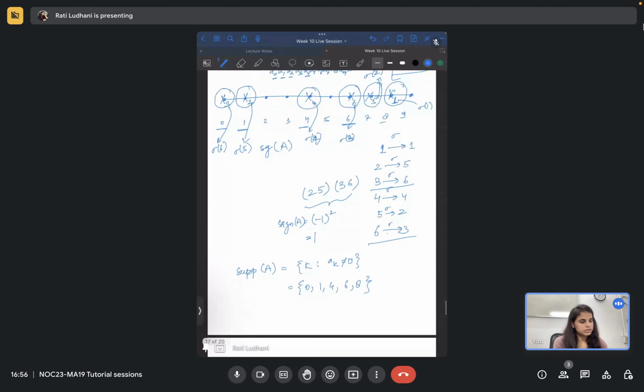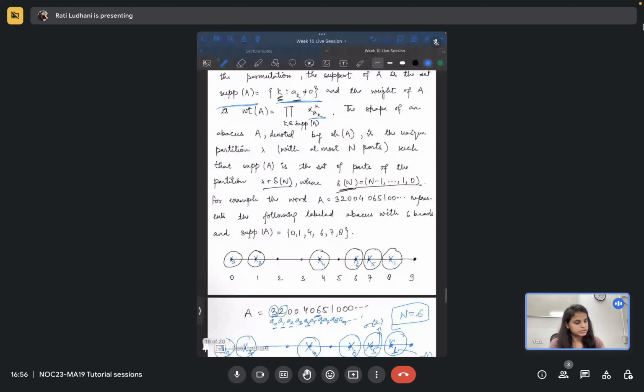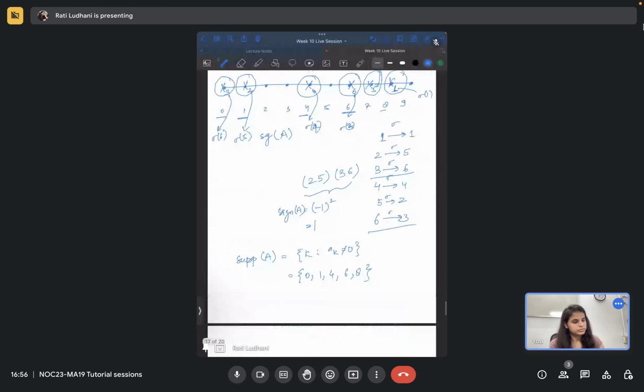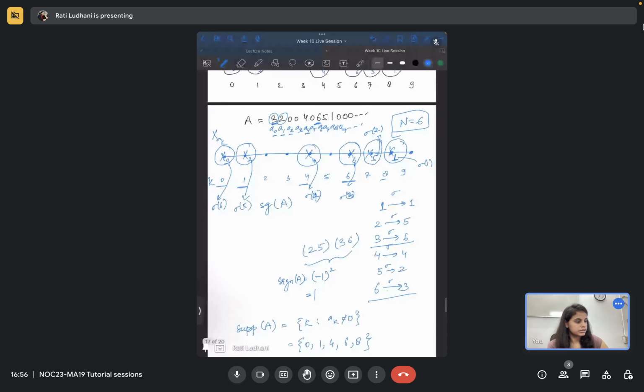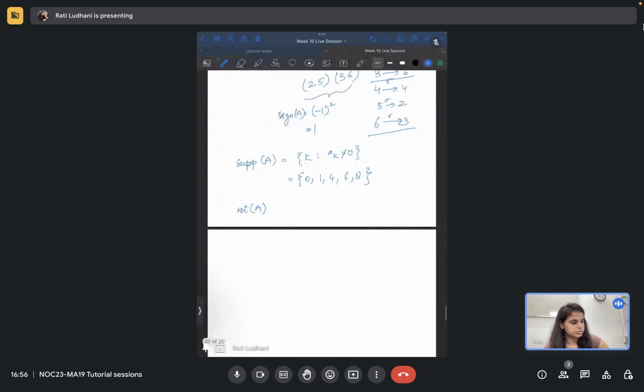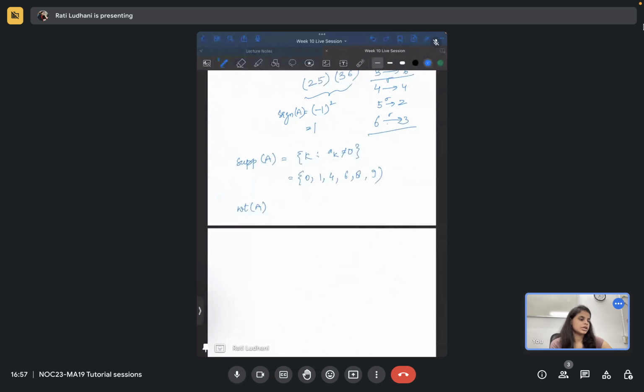Next let's see weight. Weight of A says, these are the k's and these are the a_k. 9 also comes now: 0, 1, 4, 6, 8, yes, 9 is also there, because x1 is there. Thank you. So weight of A is the product of x_{a_k} power k, over k.